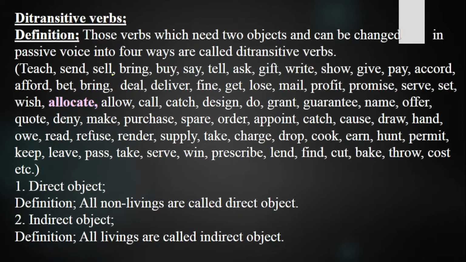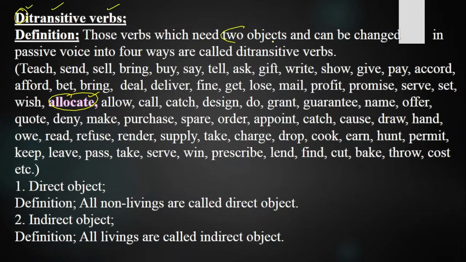Today, as you know, we are going to discuss the ditransitive verb allocate from active voice into passive voice, and the meaning of allocate is to fix or to arrange, etc. Now you know what a ditransitive verb is. First we will discuss the definition a little bit. Di or D means two, transitive means which can be changed into passive voice, and verb shows an action.